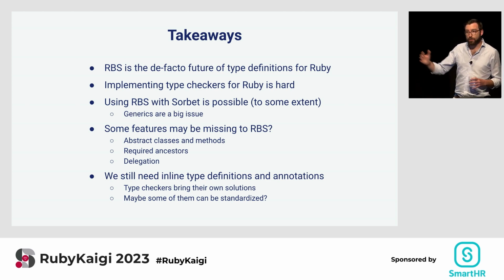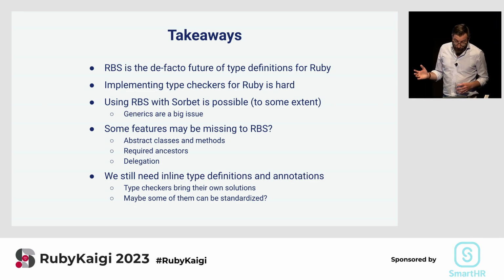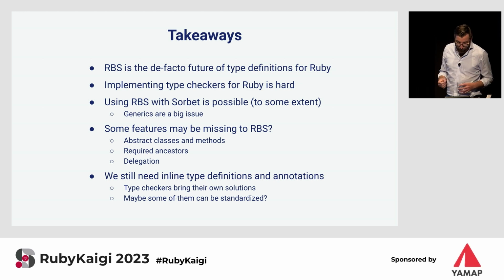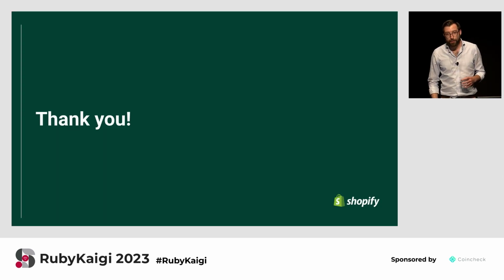Generics are kind of a big issue if you start using a lot of different superclasses and interfaces. Some features may be missing from RBS. I'm thinking notably of abstract classes, methods, require ancestors, and delegation. And I think we still need a solution for inline type annotations and inline type definitions. Yusuke provided one with TypeProf. We still need a solution for type annotations when it's not just the signatures. Type checkers bring their own solution, but maybe we can provide something a bit more standardized for very few core features. Thank you very much.